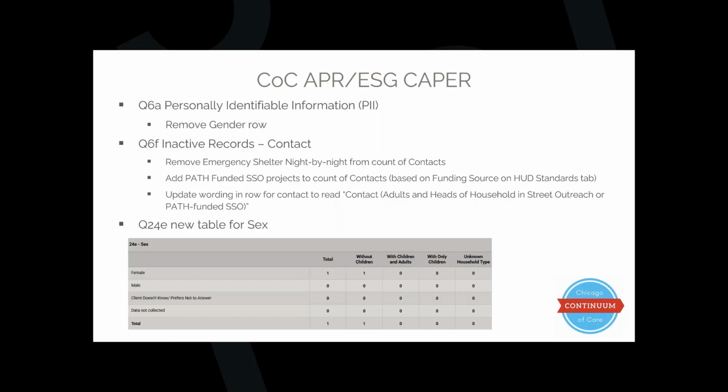Also, the wording for the contact row is going to change, and it's going to be contact adult and head of households and street outreach or PATH funded SSO.